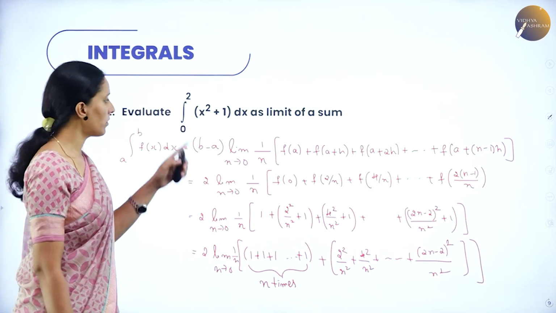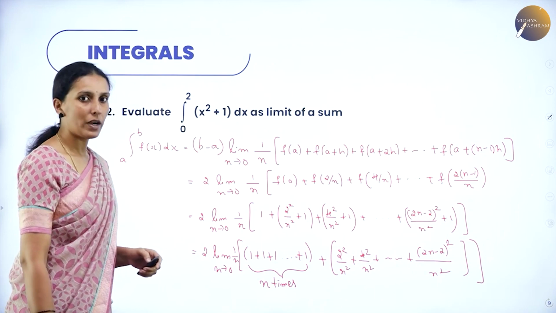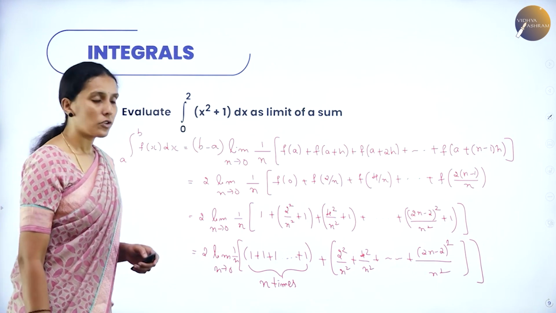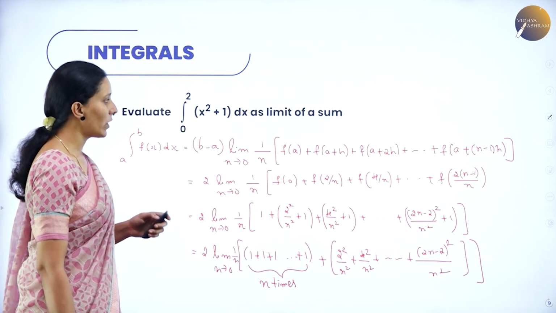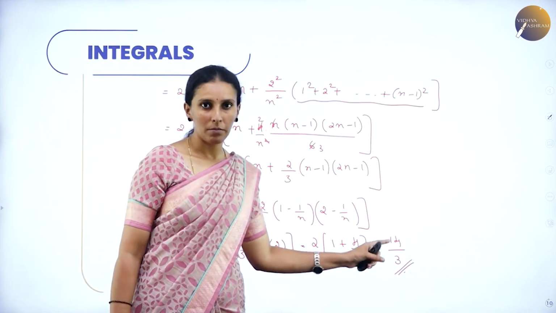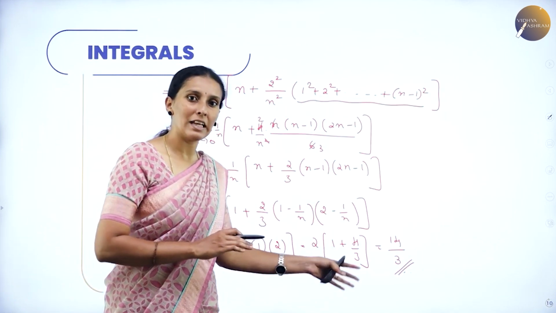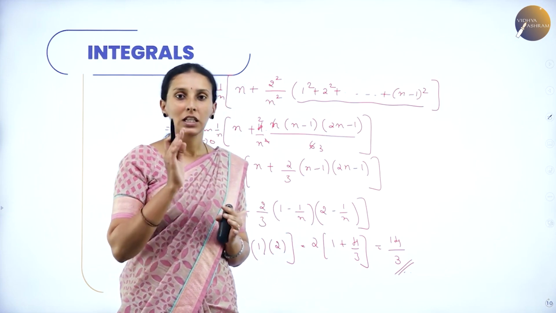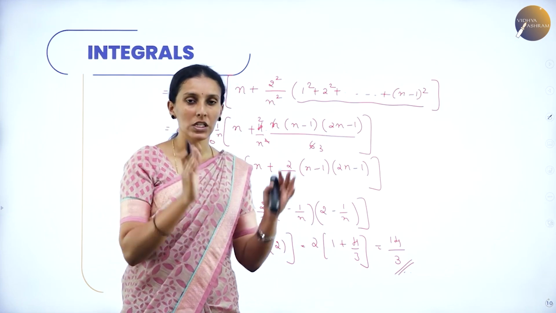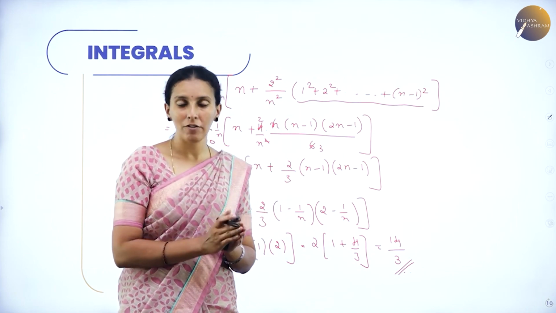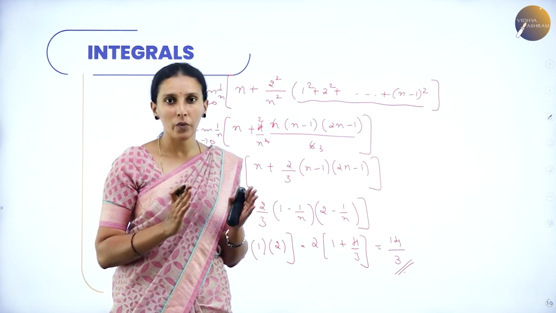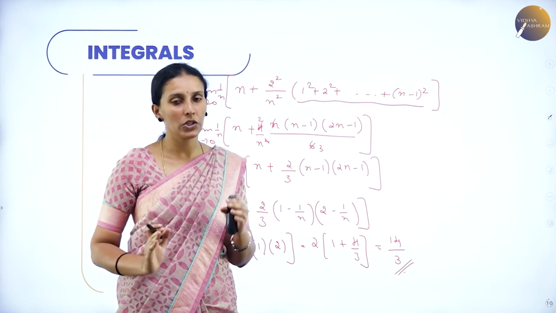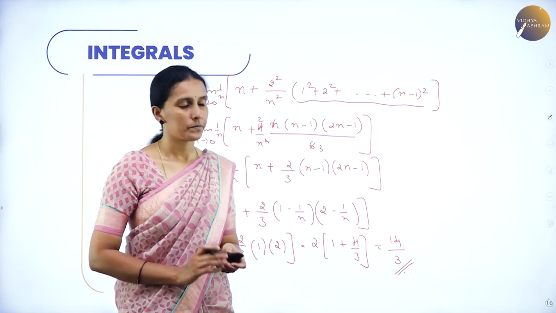That is, the integral from 0 to 2 of x square plus 1 dx, whose value is 14 by 3. If you consider this as area, then it is 14 by 3 square units. Thus, the definite integral denotes the area bounded by the curve with the x-axis along with the ordinates from x is equal to a to x is equal to b.